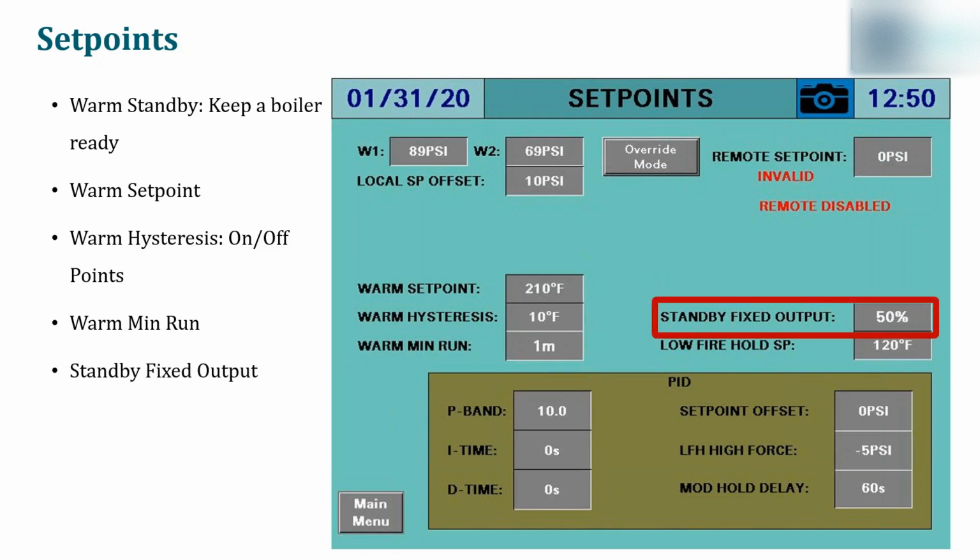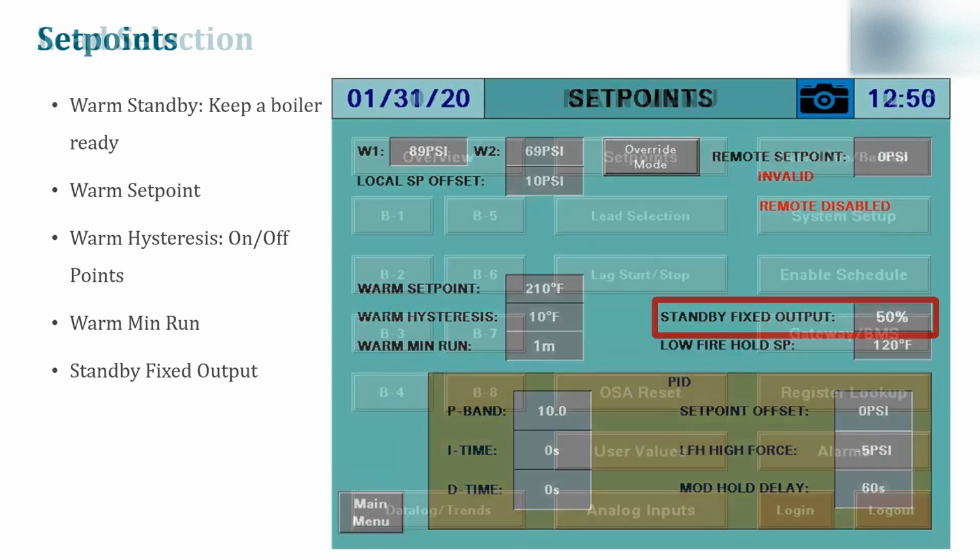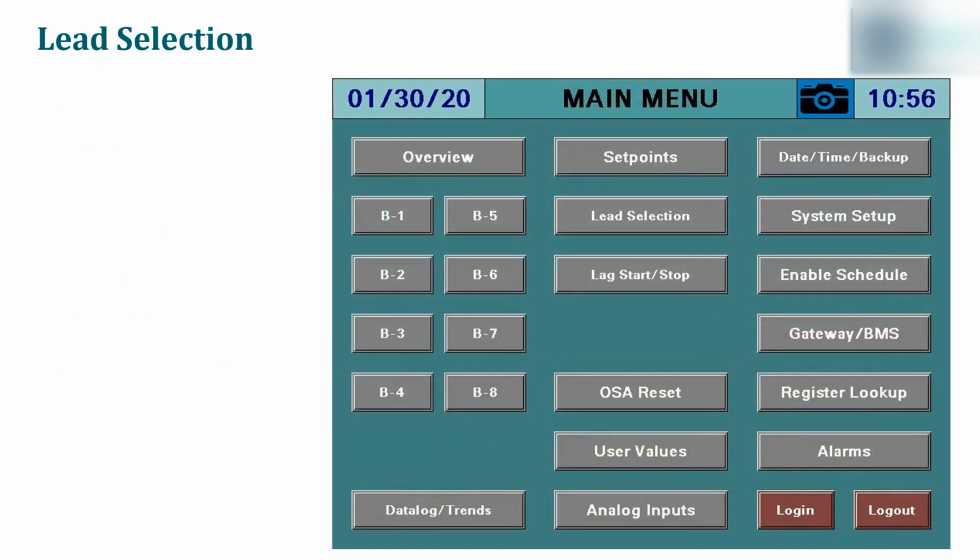We also have a standby fixed output that allows you to choose what the burner output should be when it's turned on to do the warm standby function. Okay, you can set it up for low fire, you can set it up for 50% fire as it is here. You get to pick what firing rate you want to fire the boiler at. So that takes us back to our main menu.